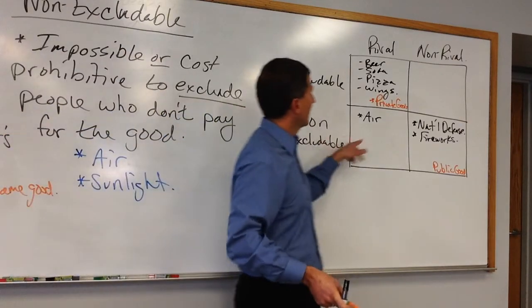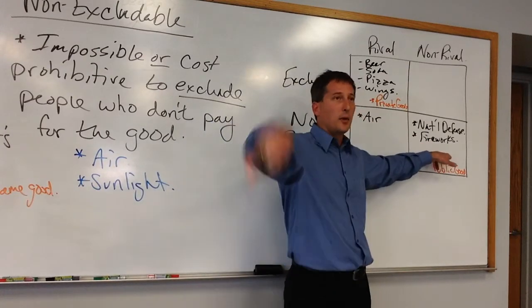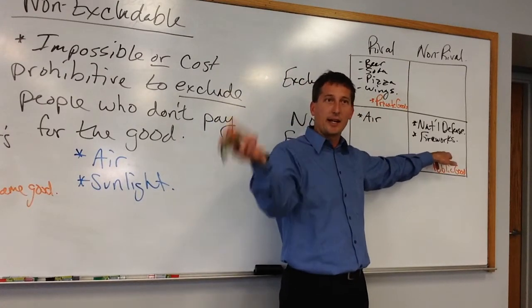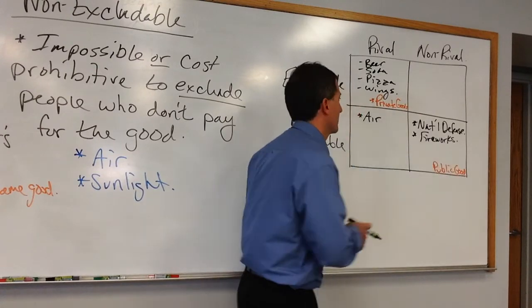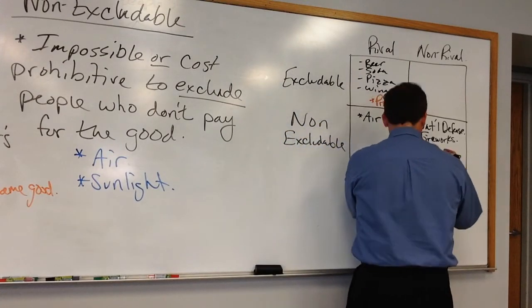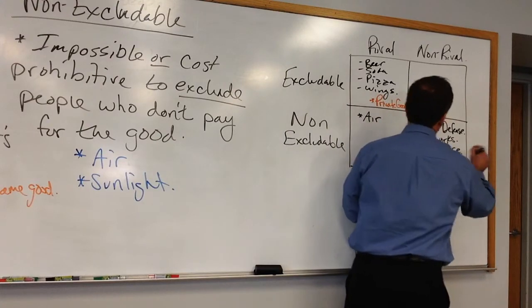So the lighthouse is non-excludable and non-rival. Multiple ships can use the lighthouse to identify where the shore is. The purpose of the lighthouse can be shared by many people. So the lighthouse might fall into this category.